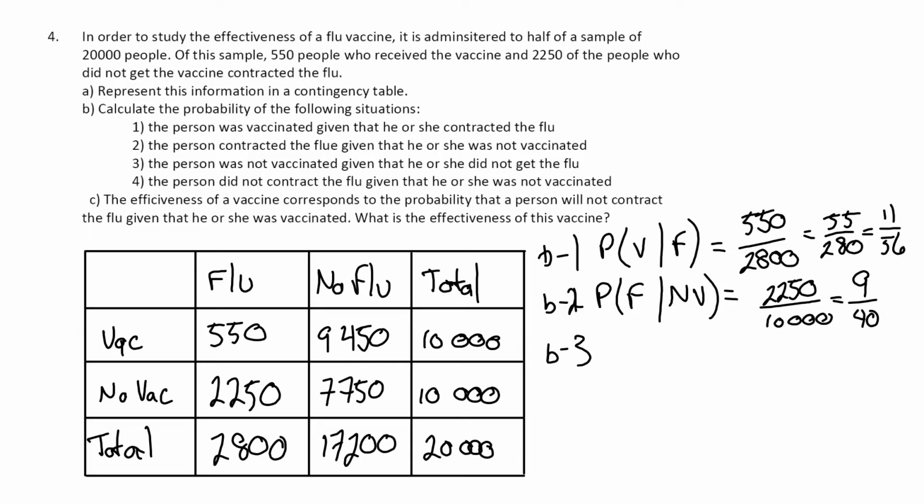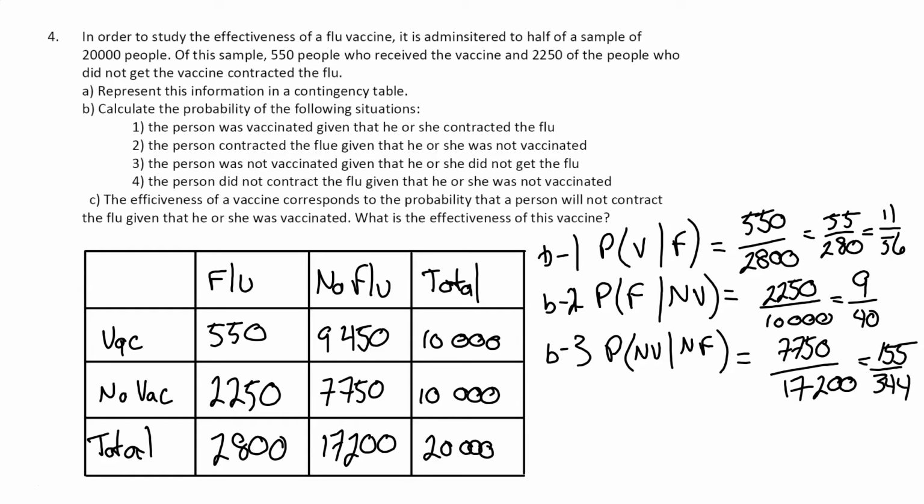Part B3. What is the probability the person was not vaccinated given that he or she did not get the flu? So we're given that they didn't get the flu, so we're looking at that as our total. And the probability that they didn't have the vaccine is 7,750, which is 155 out of 344.